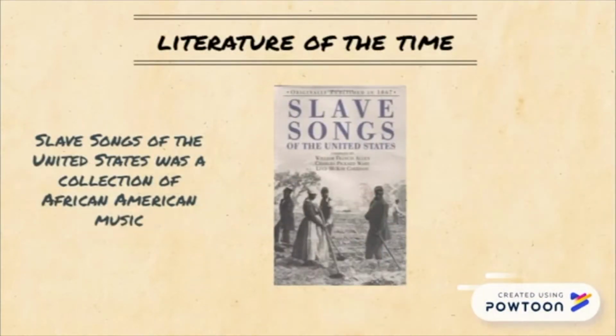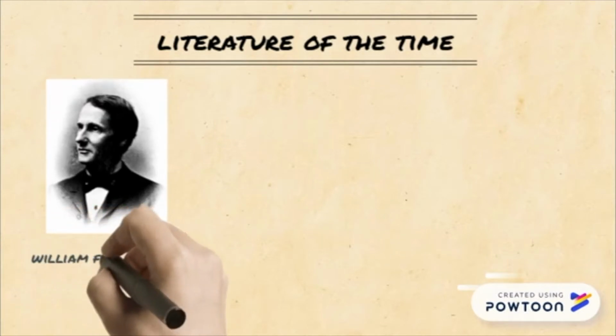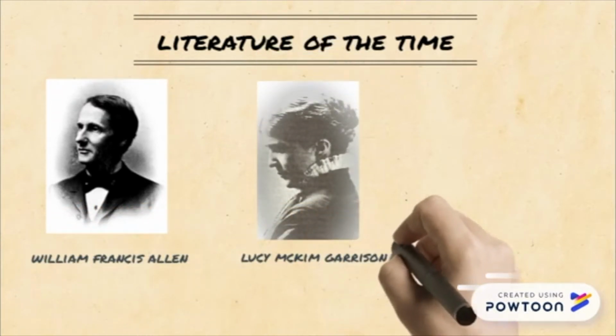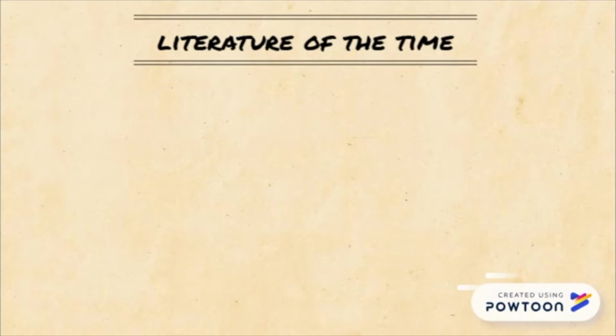Slave Songs of the United States was a collection of African American music consisting of 136 songs. Published in 1867, it was the first and most influential collection of spirituals to be published. The collectors of the songs were Northern abolitionists William Francis Allen, Lucy McKim Garrison, and Charles Pickard Ware. It is a milestone not just in African American music but in modern folk history. It is also the first published collection of African American music of any kind.